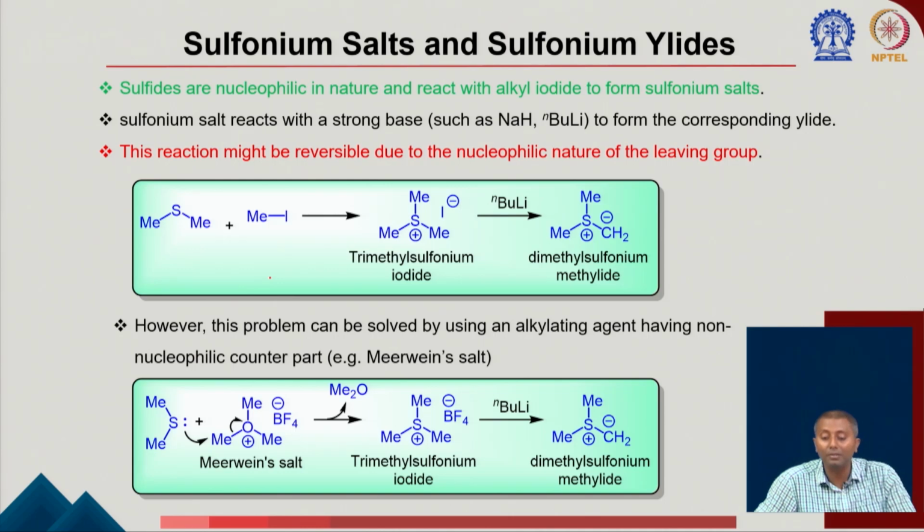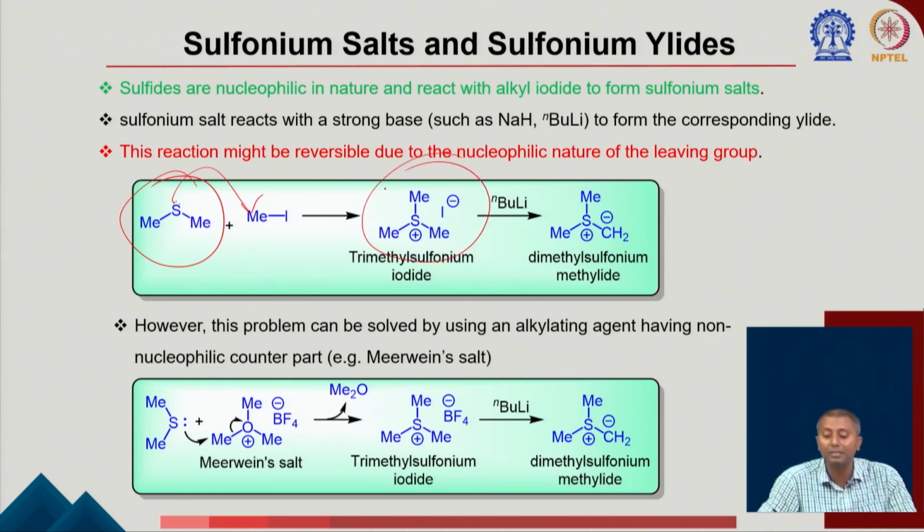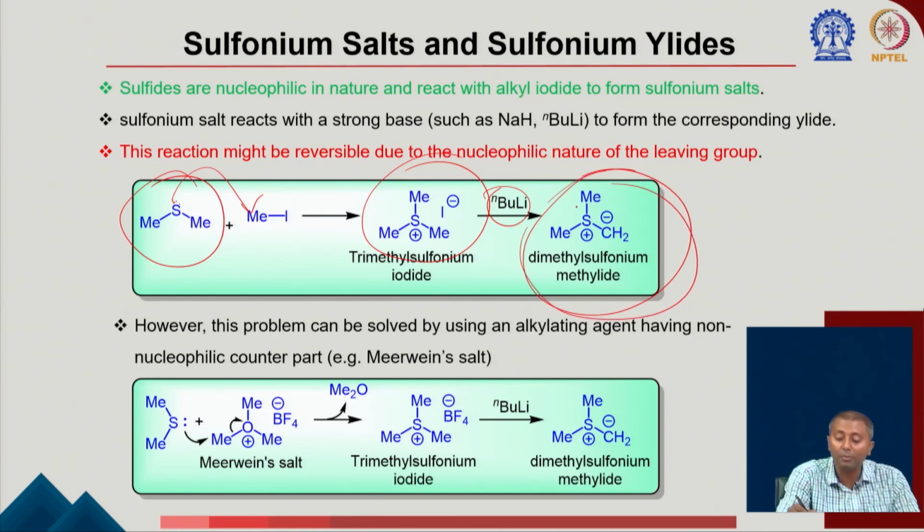Again, sulfonium salts and sulfonium ylides, I think we already talked about that. If you have this dimethyl sulfide, these are nucleophilic, attack in an SN2 reaction to generate trimethylsulfonium iodide, and if you use butyllithium or sodium hydride, then this proton is acidic and can be abstracted, generating the corresponding dimethylsulfonium methylide. Okay. So now you can use them. Again there is no stabilizing group here, so these are not very stabilized ylides.